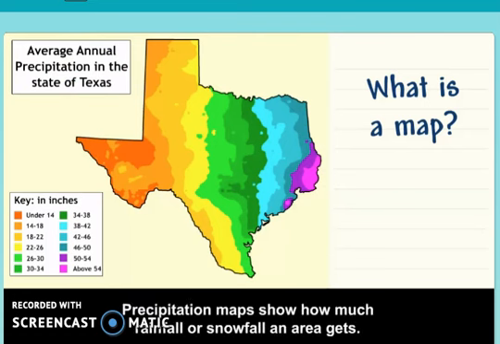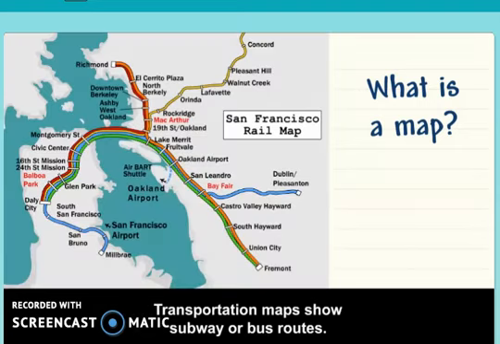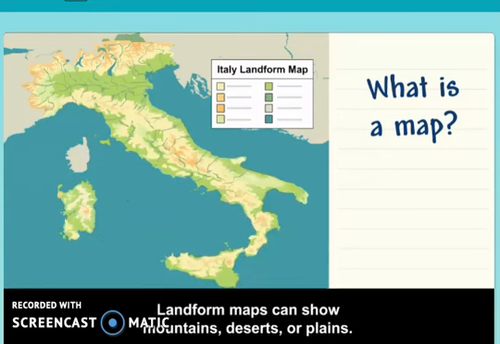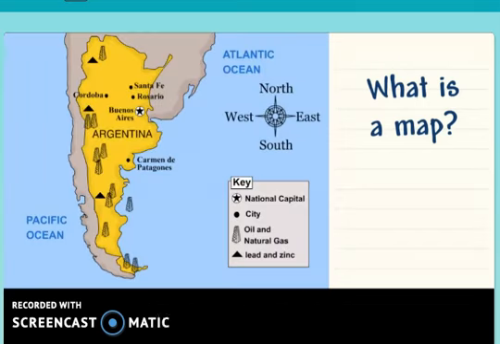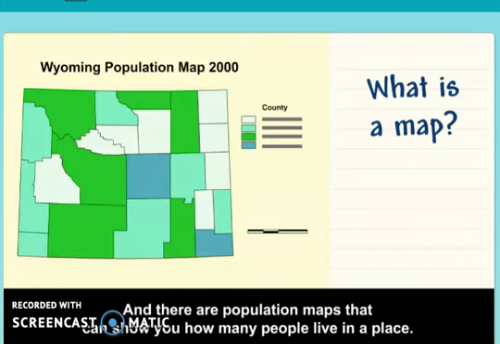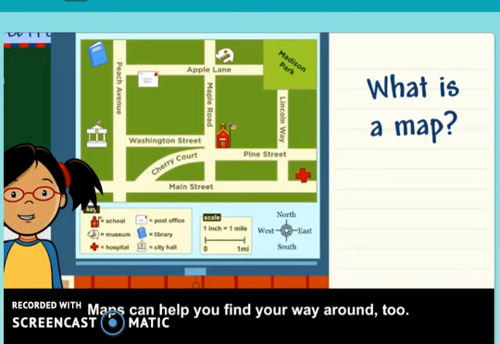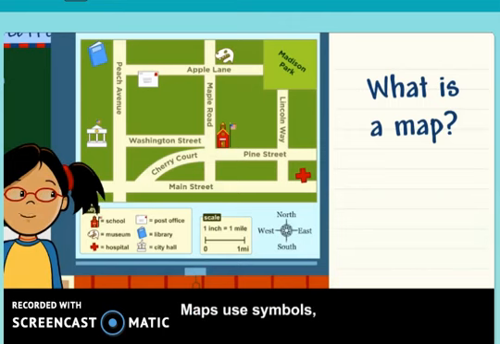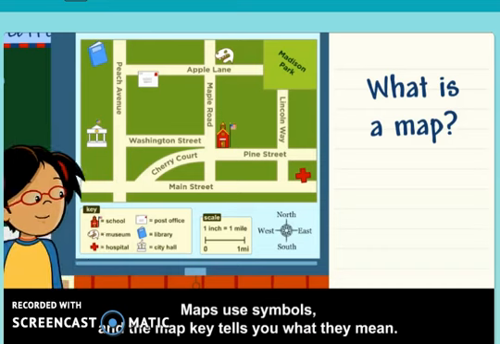Precipitation maps show how much rainfall or snowfall an area gets. Transportation maps show subway or bus routes. Landform maps can show mountains, deserts, or plains. Natural resource maps show resources like coal, oil, or minerals. And there are population maps that can show you how many people live in a place. Maps can help you find your way around, too. Maps use symbols, and the map key tells you what they mean.